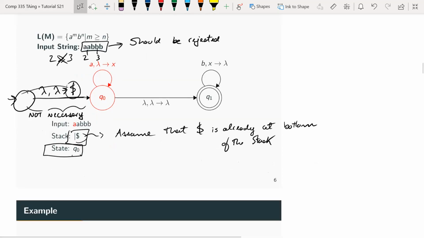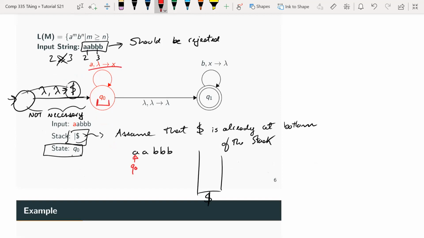So you're starting at Q0 and you're going to read AABBB. Imagine your stack is here, with your $. I'm at Q0, so I can use this transition, which tells me that if I'm in Q0 and I read an A, it doesn't matter what's at the top of my stack, I'm just going to push an X. So I push one X, and that allows me to move my pointer to the next A, but I'm still in Q0. Again, I read an A, I don't care what's at the top of my stack, and I push another X.